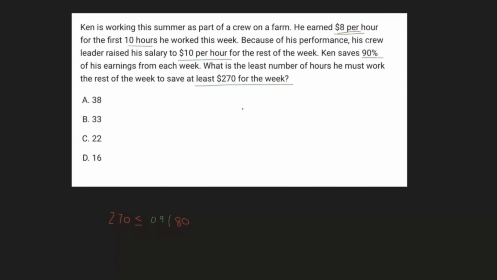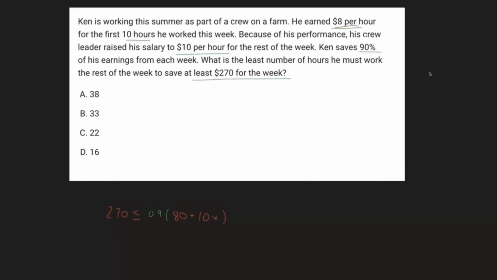We don't know how many hours he's going to work at $10 an hour, but we know that he must work a certain amount of hours to save at least $270. Therefore, we can write this as plus 10, because that's the flat rate, and then we can just write X as the number of hours he works. And X, in this inequality, will represent the least number of hours he must work to save at least $270.